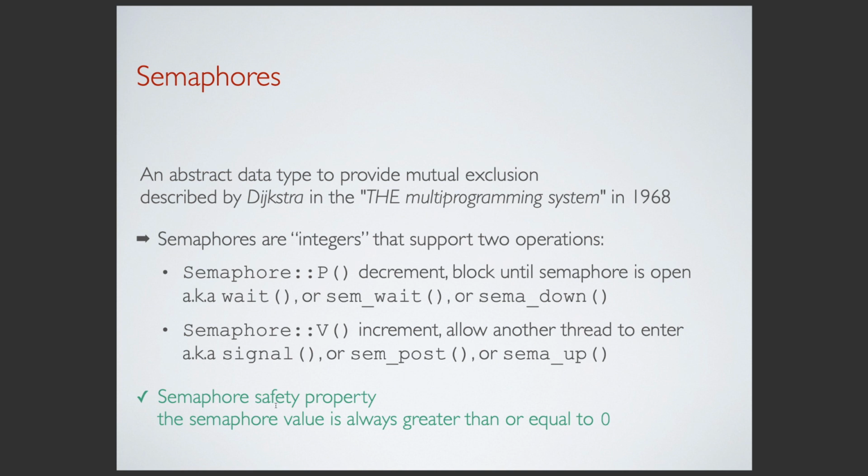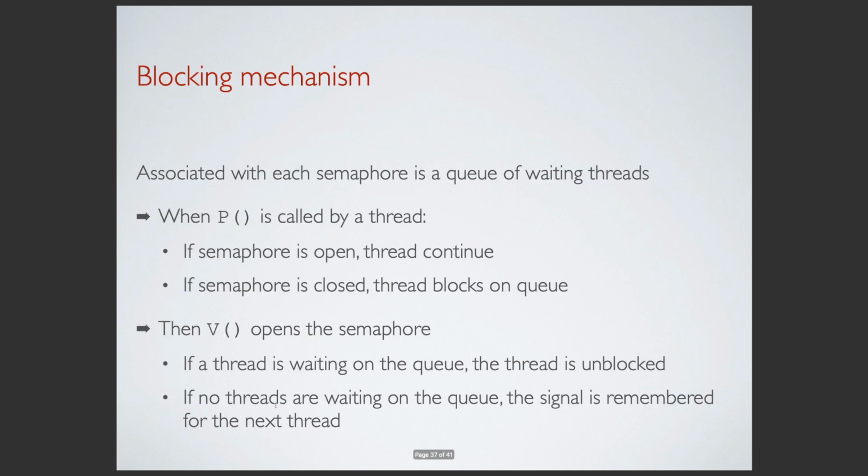Semaphore safety property is the following. A semaphore value is always greater or equal than 0. What's this value? Maybe this is going to be more clear in a second. With each semaphore, actually, there is a queue of waiting threads. It's like my lock before, right? So when P is called on a thread, if the semaphore is open, the thread continues. If the semaphore is closed, you're blocked on a queue. When there is V, when you release the semaphore, if a thread is waiting on the queue, you unblock the thread. If no threads are waiting on the queue, the signal is still remembered for next time. So this is exactly the same as before.